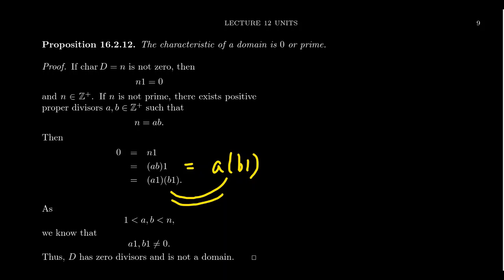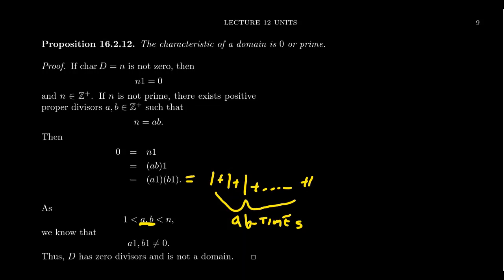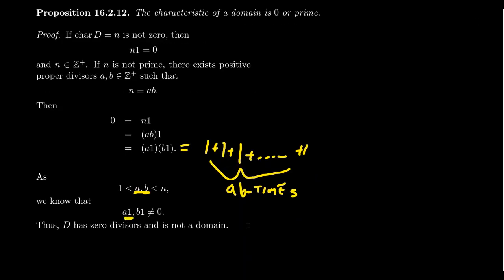That is to say, if we break this thing up, we're just adding together 1 plus 1 plus 1, and we do this ab times. Both of these things do the exact same thing. But because a and b are both between 1 and n, we're going to get that a1 is not 0 and b1 is not 0, because this is something smaller than the characteristic. n is the smallest coefficient that makes 1 go to 0. So a1 can't be 0, b1 can't be 0.